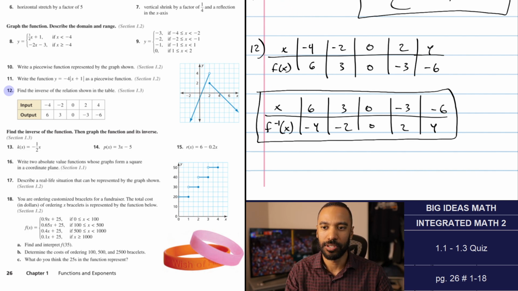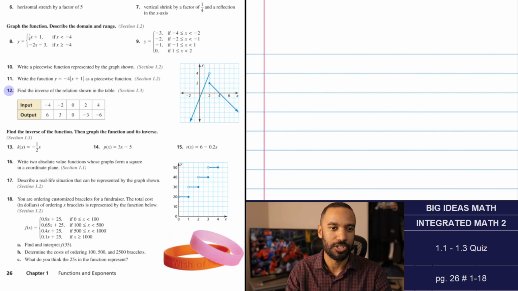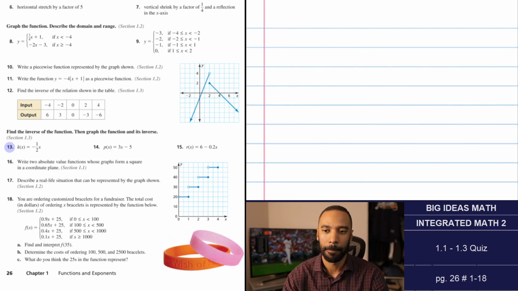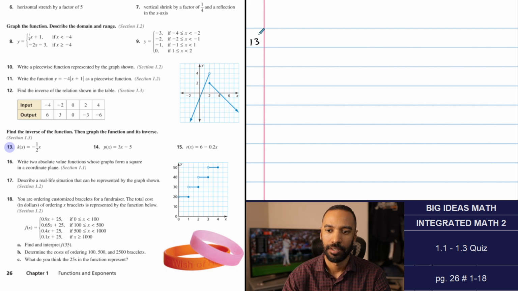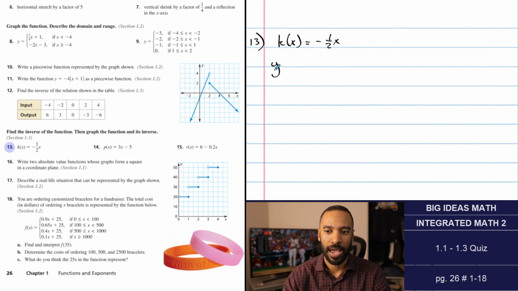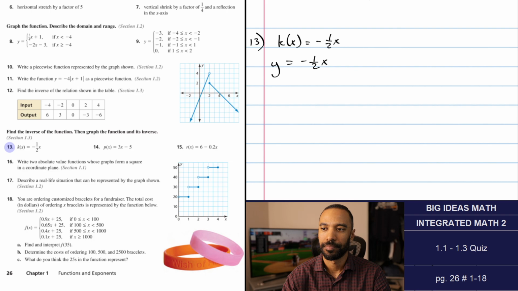Numbers 13, 14, and 15 are still in the inverse section. We are going to find the inverse of the function, then graph the function and its inverse. On number 13, we have k of x equals -1/2 x. I'll graph them at the end. I'm going to begin by turning k of x into y. F of x means y, and that's what I can write.